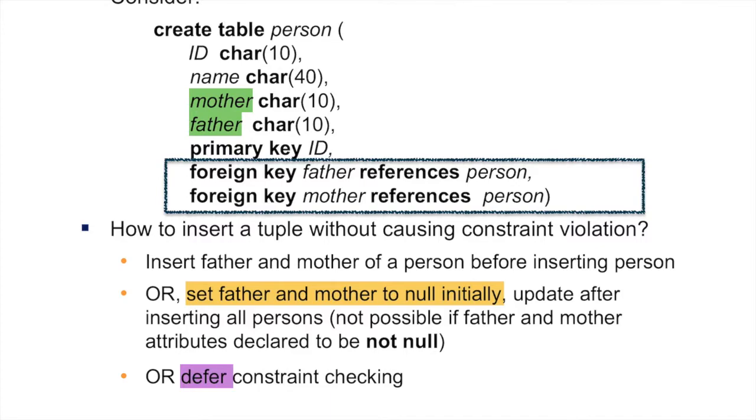So either unahin mo muna yung father and mother so that meron na silang primary ID before you insert yung child nila. So another thing is you can insert the child, for example, and then you set the father and mother to null initially and then just update the record upon insertion of the mother and the father. Otherwise, you can just defer the constraint checking here.